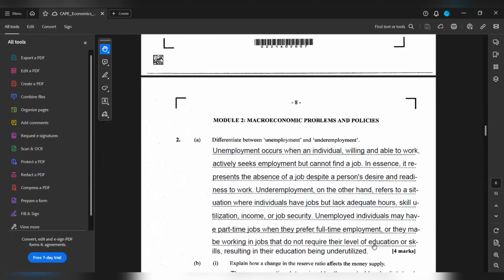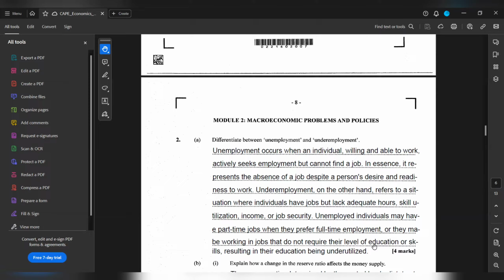Unemployment occurs when an individual willing and able to work, who actively seeks employment, cannot find a job. In essence, it represents the absence of a job despite a person's desire and readiness to work.